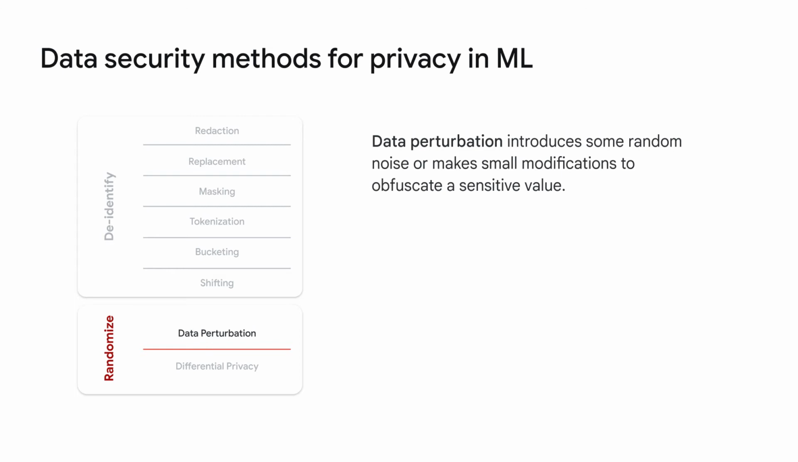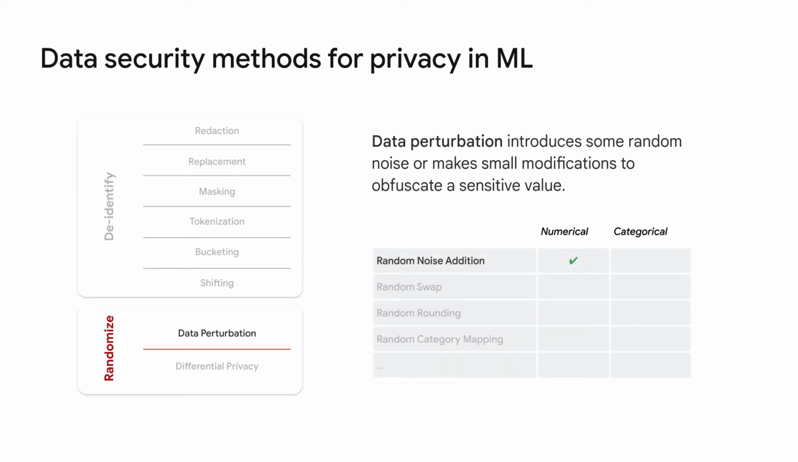Data perturbation introduces some random noise or makes small modifications to obfuscate a sensitive value. The perturbed data still reflects the general trends and patterns present in the original data set while preventing the direct identification of individuals. Some examples of data perturbation techniques include random noise addition, adding random values from a small range to each data point in the data set. This works for numerical values.